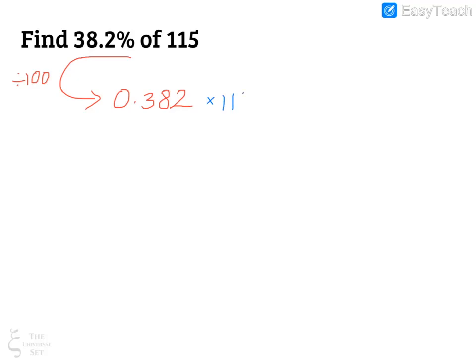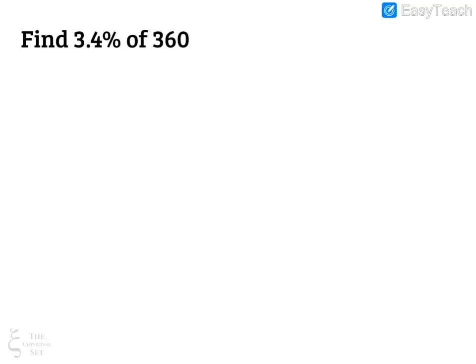So 115. That's what I write down, and I'm going to type it into my calculator now. I've got 43.93. Hopefully you got the same. Okay, one final example on these. I think we've probably got the idea by now. 3.4% of 360.